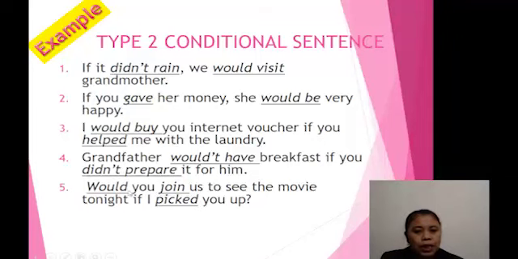Okay, would you join us? After would, subject, and then verb 1. Would you join us to see the movie tonight if I pick, sorry, verb 2 in the if clause, the past form. If I picked you up. Okay, so these are the examples of type 2 second conditional sentence. Understand? Okay, are you ready for the exercise?